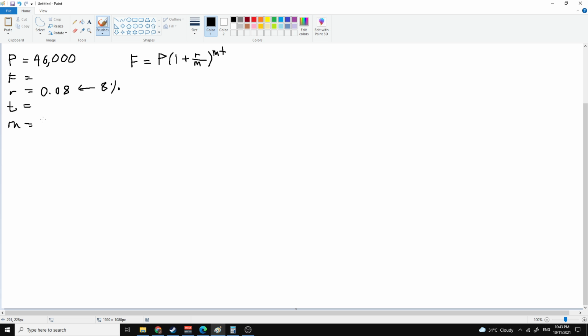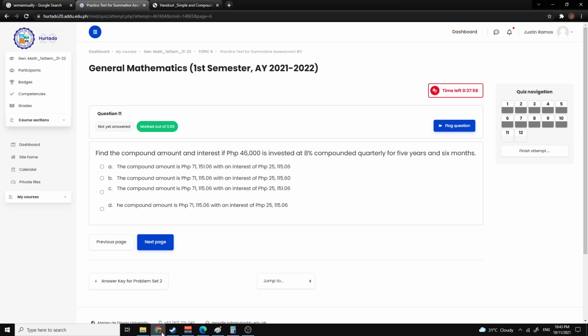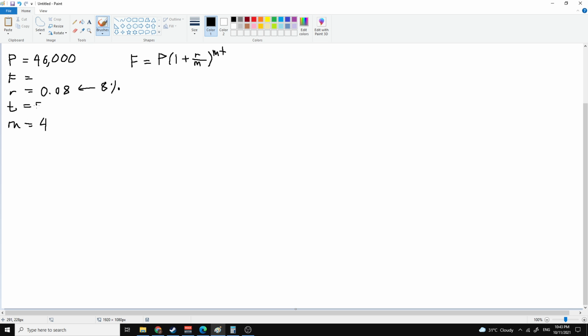So quarterly, our M value is 4. Now the time is 5 years and 6 months. Since 6 months is half a year, the time should be 5.5, because it is 0.5 of a year, and then we have the rest of the 5 years.